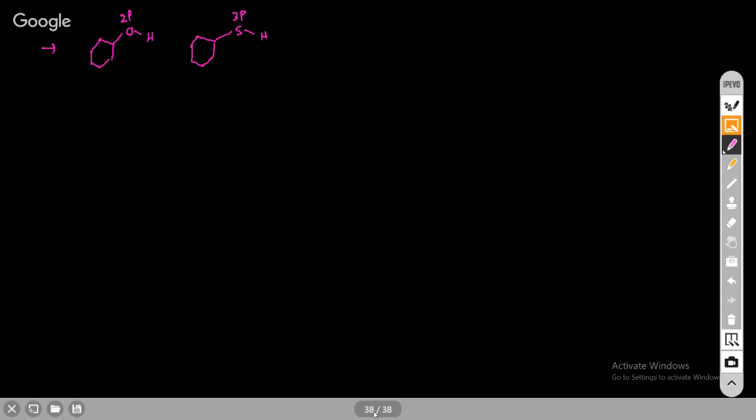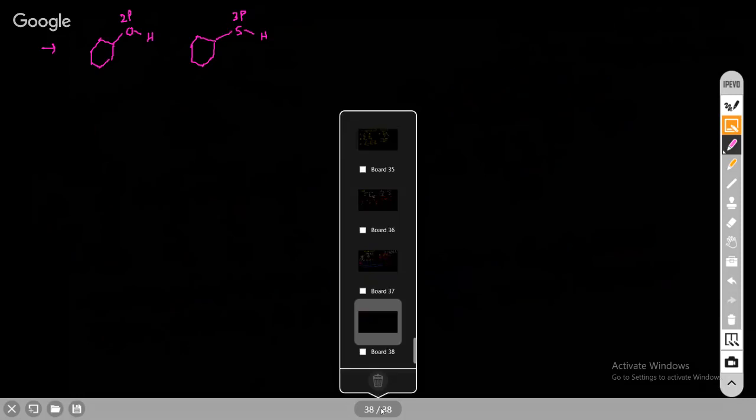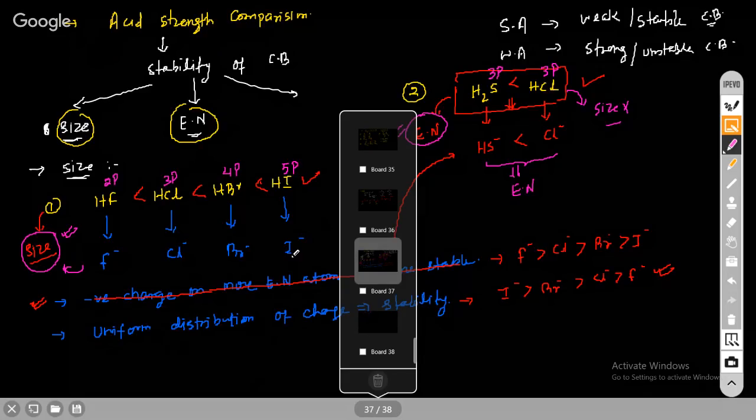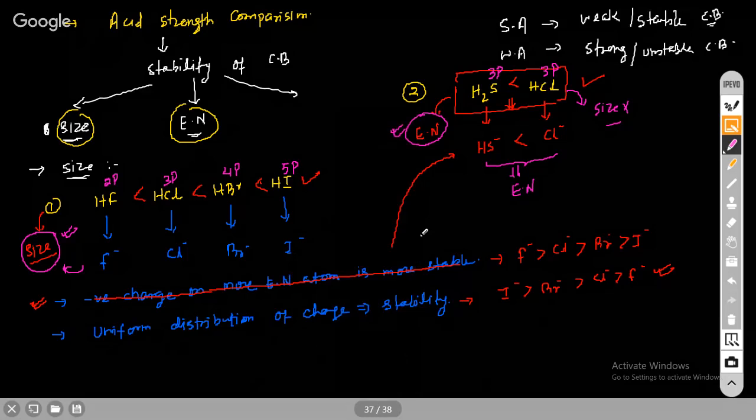See this one. See here. Which factor is dominating? That depends on what molecule you have. Here you see, the size factor is dominating because we have fluorine, chlorine, bromine, iodine. Here we have electronegativity dominating because this S and Cl belong to the same period, third period, 3p and 3p. So here the size won't change that much.